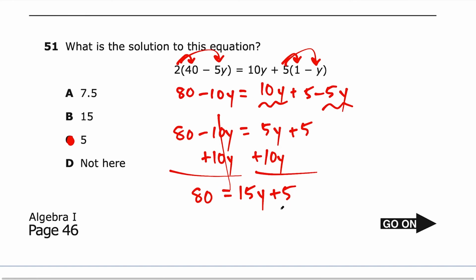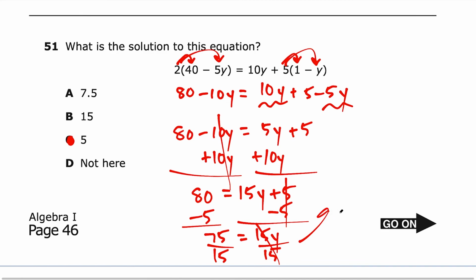And now to solve for y, I'm going to get the 5 out of the way. That plus 5, I'm going to subtract. So now on this side, 5 minus 5 is gone. And we have 80 minus 5 is 75 equals 15y. So to solve for y, just divide both sides by 15 because that 15 is attached by multiplication and the opposite of multiplication is division. So now y equals 75 over 15, which is in fact 5. So choice C is good.